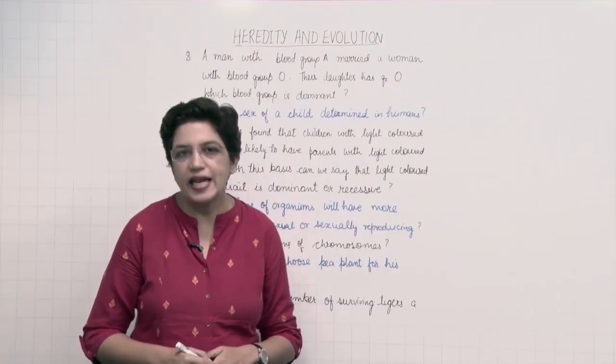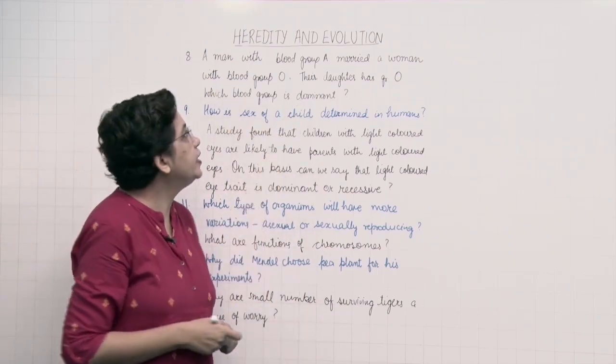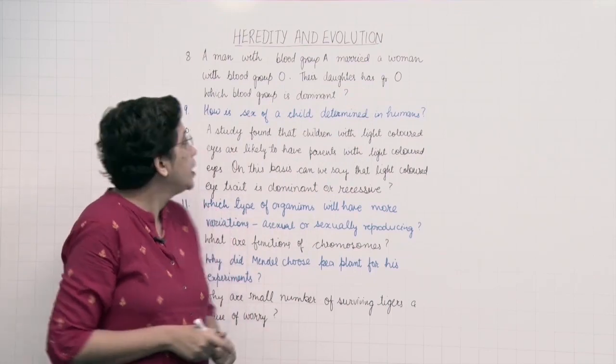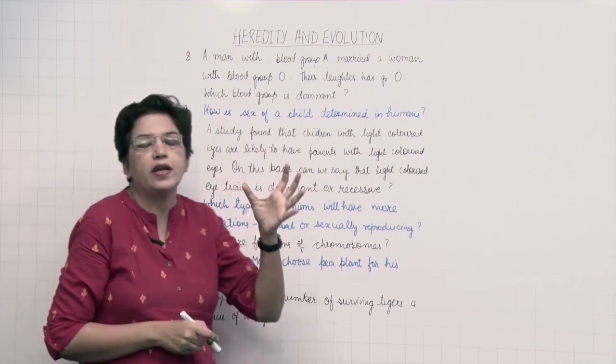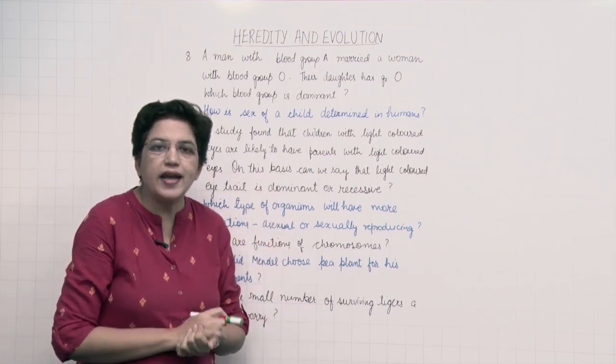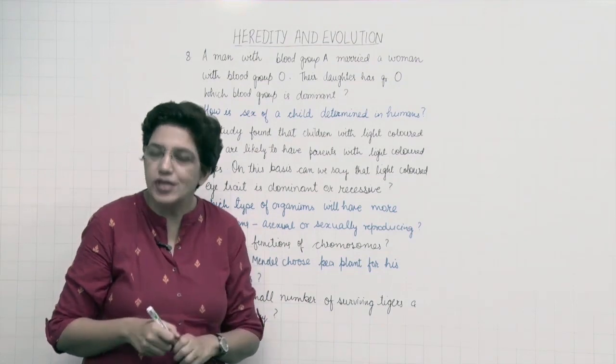So students, the next question is: a man with blood group A married a woman with blood group O and the daughter has blood group O. Now, which blood group is dominant? Or the question is, is this information enough to decide which blood group or which trait is dominant and which one is recessive?